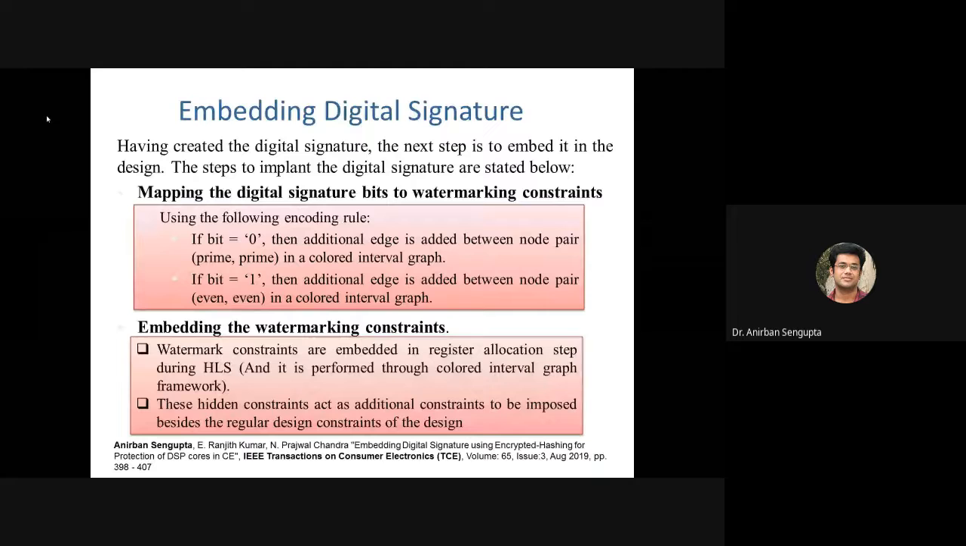So once we have this, we need to embed the digital signature into the design. For that, what we need is basically the encoding rule of the zeros and ones, because we have converted that to binary. So there has to be an encoding for bit 0 and an encoding for bit 1. One of the possible encodings would be to add an additional edge in the colored interval graph of the register allocation phase between the node pair prime for bit 0, and bit 1 would be to have an additional edge between the node pairs even in the colored interval graph. Based on that, we can add these extra artificial constraints into the design as the secret mark of the DSP.